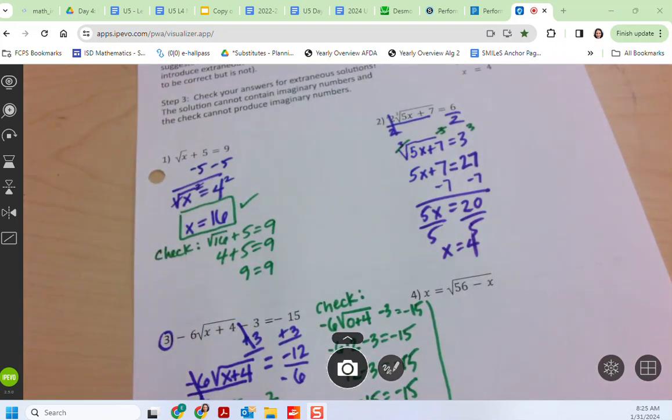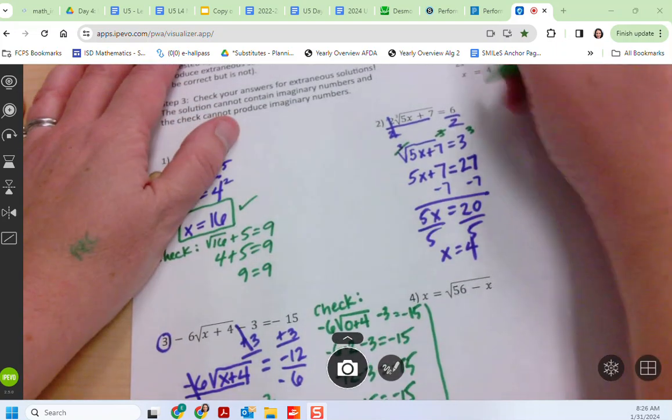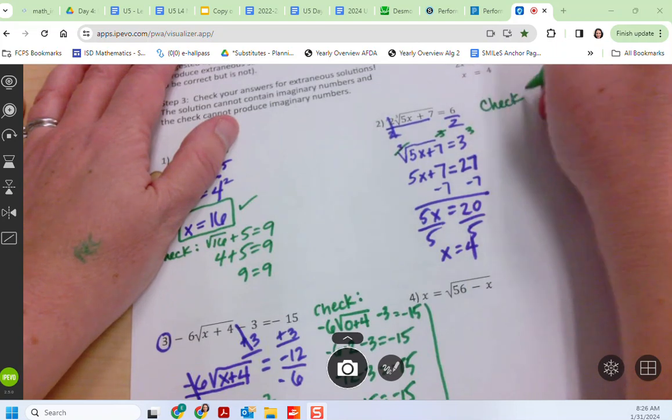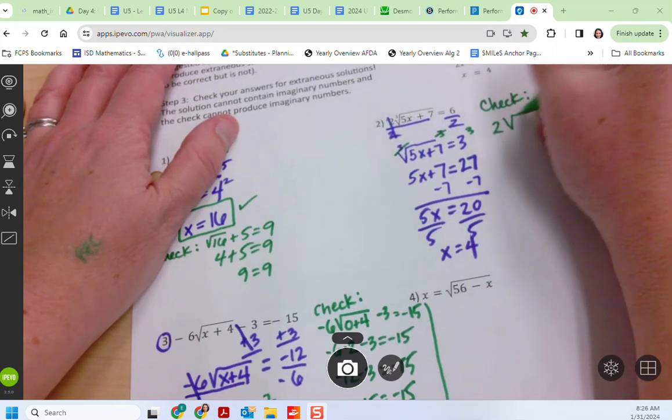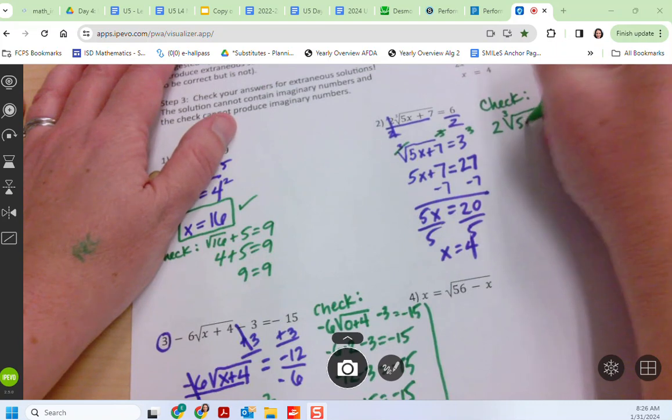All right, and we have to do the check step. I'm telling you, like 9 times out of 10, it's going to be good, but you have to check because there will be some that won't work. So checking: 2 cube root of 5 times 4 plus 7, and that should equal 6.